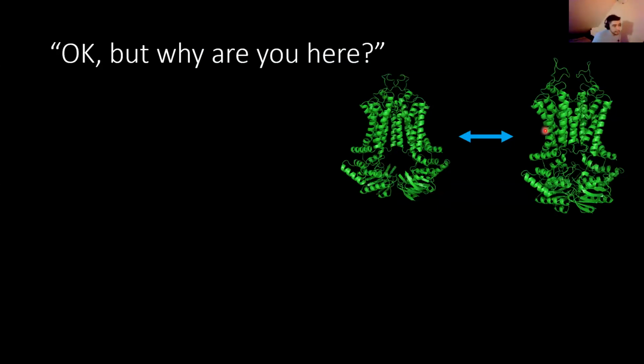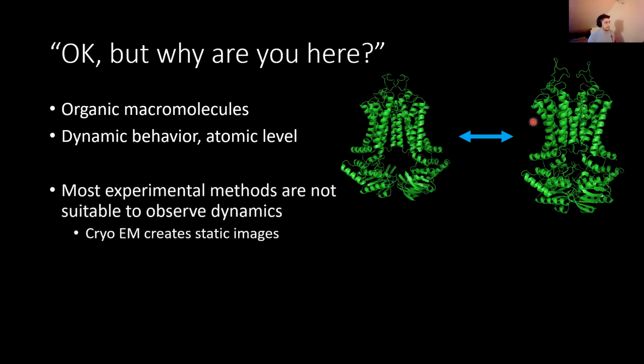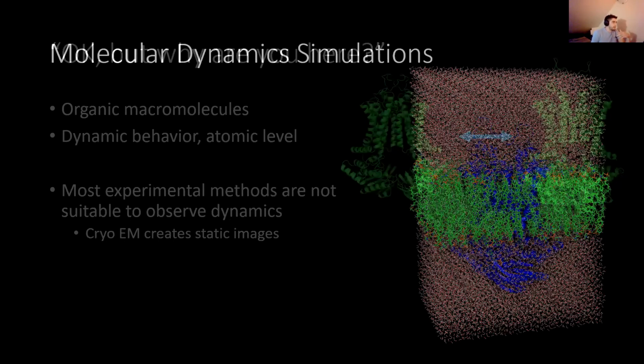Okay, and at this point you may ask, all right, but why are you here? Well, we are investigating organic macromolecules, and we want to observe their dynamic behavior on atomic level resolution. Most experimental methods are not suitable for this kind of observation because, for example, the cutting-edge cryo-electron microscopy only creates static images because the protein is frozen. But we want to learn about the dynamics. And for this, we are running molecular dynamic simulations.